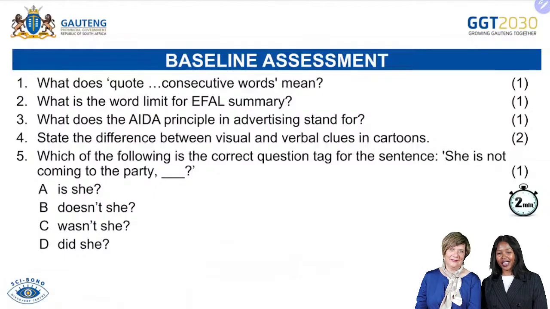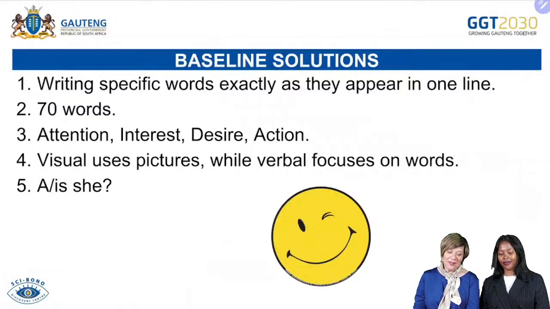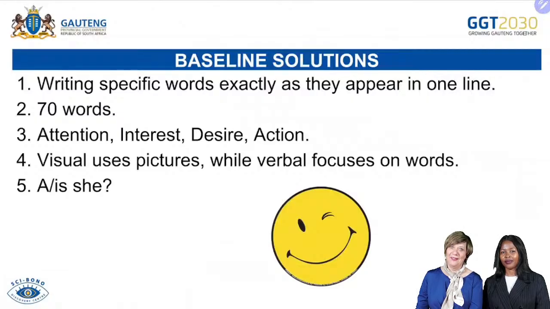Now you're done with your baseline. Let's see how well you did. Okay, have that red pen ready. Let's go. Your first one was writing specific words exactly as they appear in one line. That's how you quote. Now you'll see in your comprehension, sometimes you will be asked to quote, and other times you're not allowed to. Number 2, you're only allowed 70 words to write your summary. And yes, you have to count.